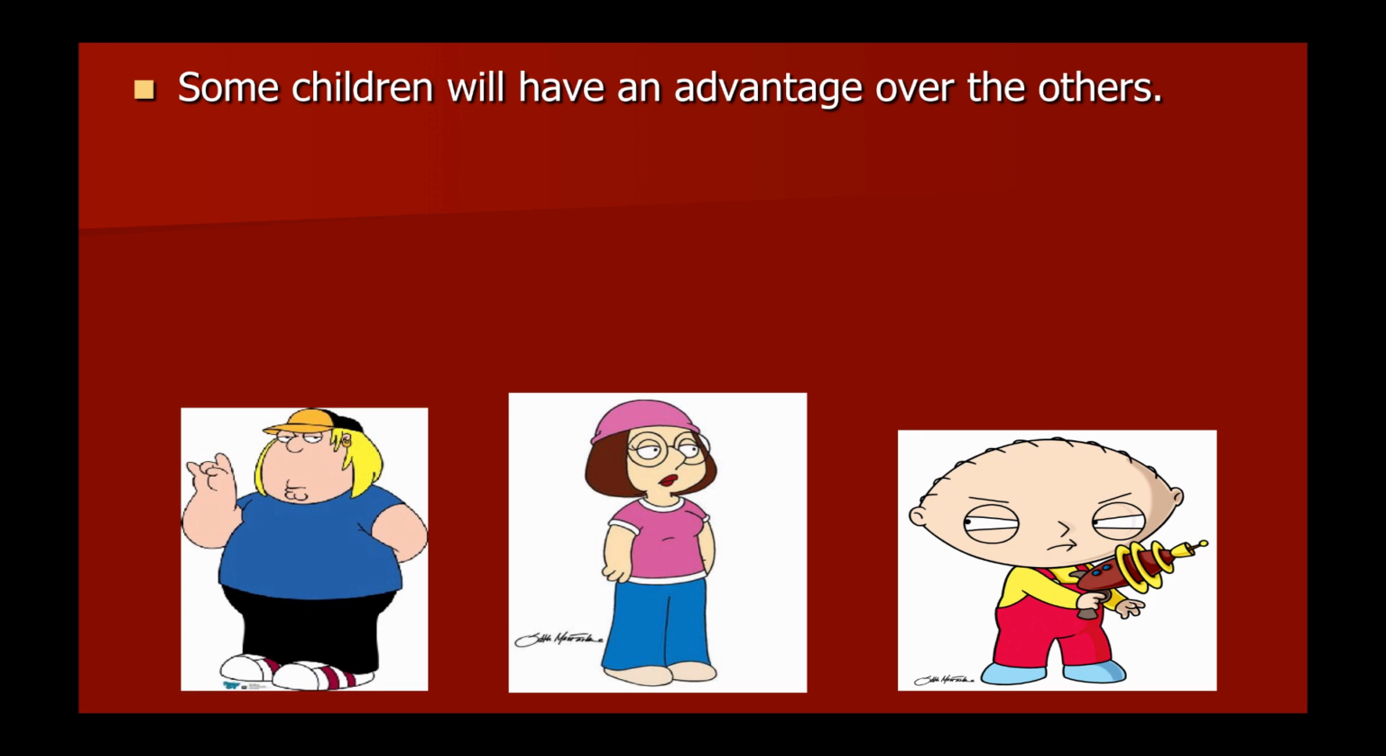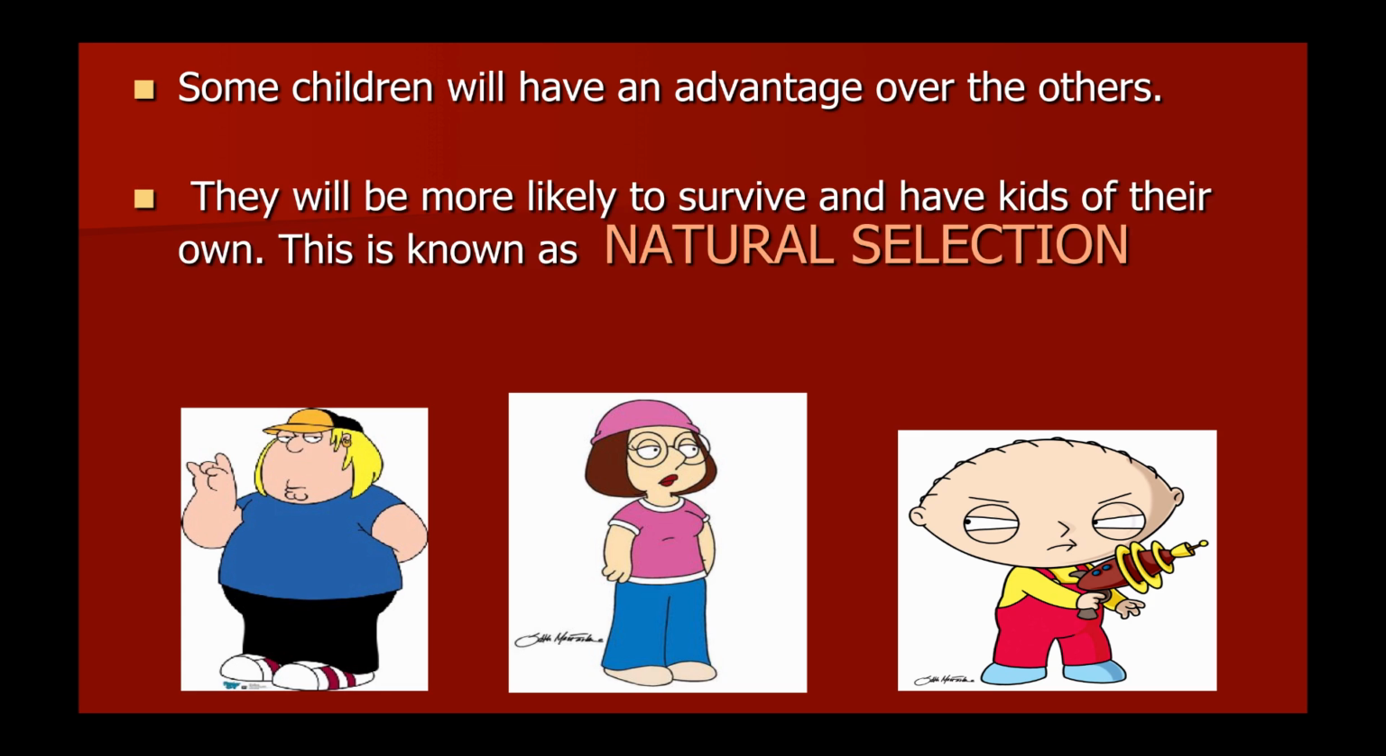Some children will have an advantage over others. They will be more likely to survive and have kids of their own. This is known as natural selection. Now, what that advantage is, we don't know. It might be intelligence. It might be gender. Sometimes certain genders have an advantage over others. Maybe it's size. Who knows?